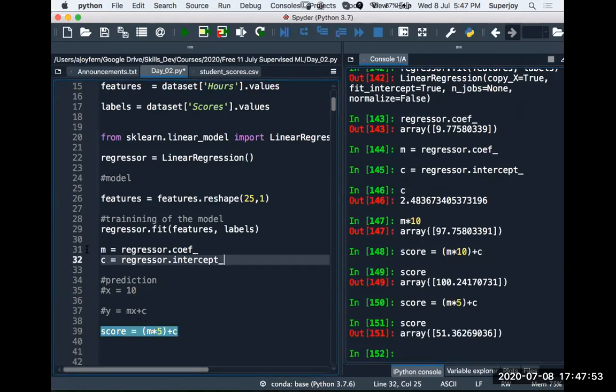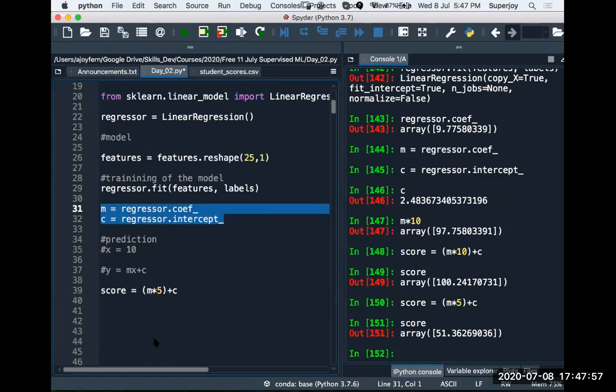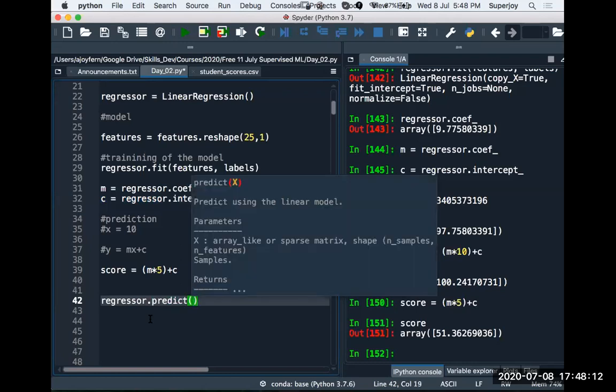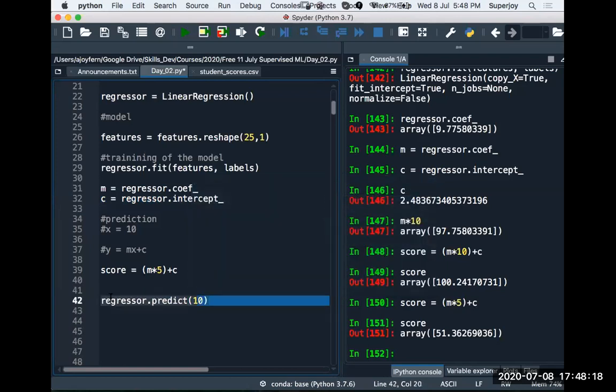But we do not have to calculate M and C separately. We have a predict method directly, guys. Hamare paas ek predict method directly hai, to main manual karke aapko bata raha tha. So what is the predict method, guys? Regressor dot predict. Right, and in the predict it says what you want to predict. I say I want to predict the score for 10, ki 10 ghante ki padhai mein kya rahega.